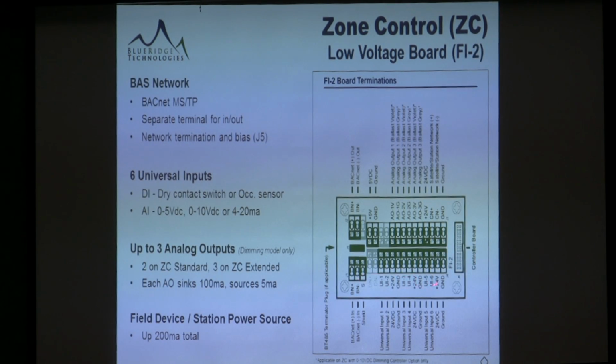On the low voltage side, there's 6 universal inputs. We can also supply up to 100 milliamps of power for occupancy sensors and things along those lines. These can also be configured as 0 to 5, 0 to 10, or 4 to 20 milliamp. On the analog outputs, those are designed for the 0 to 10 volt dimming ballast, and I'll talk a little bit more about that in the rest of my presentation about the dimming ballast technologies and what's out there.